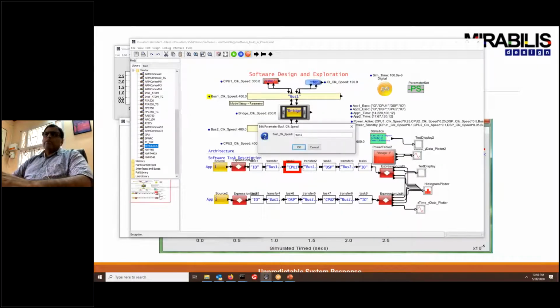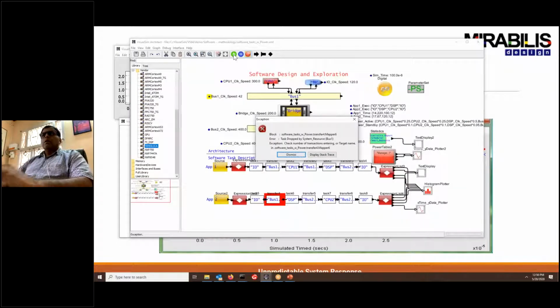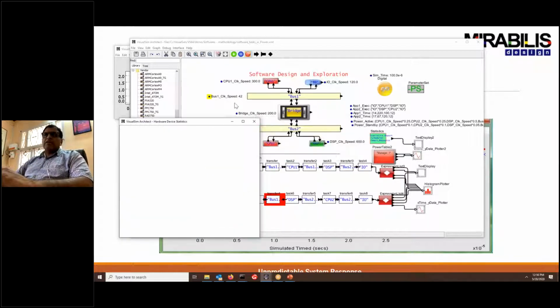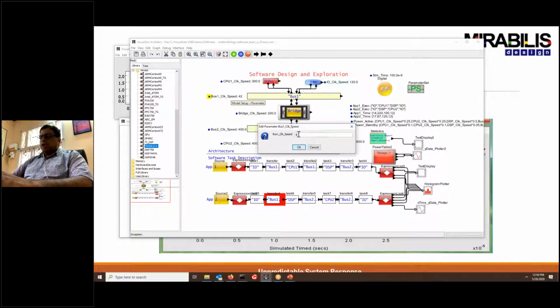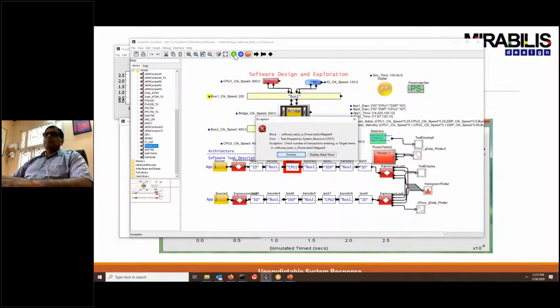Now, here's what I can do. I can say, you know what, I'm going to reduce everything down. Let me reduce the bus speed down and see what that does. Notice it doesn't even last. It's like the data is coming in so fast that the bus can't even handle it. Oops, sorry, I set that to be 242. Let me make it 200. It actually went a little longer.